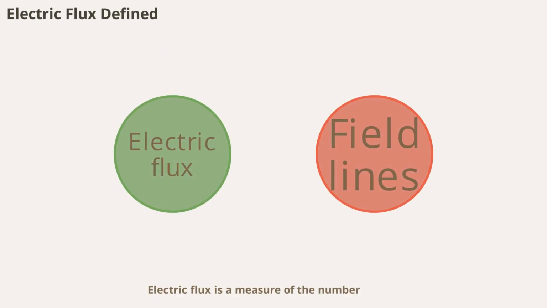Electric flux is a measure of the number of electric field lines passing through a given surface. It's a scalar quantity and is proportional to both the strength of the electric field and the area through which the field lines pass. Electric flux is a key concept in Gauss's law, helping us relate the field to the charge enclosed by a surface. Visualizing flux makes it easier to understand how fields interact with surfaces in space.